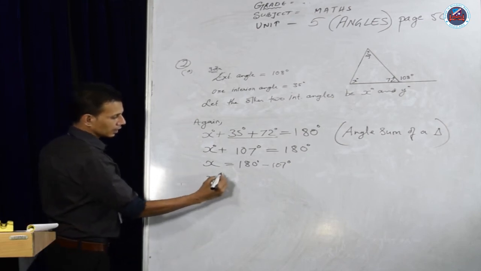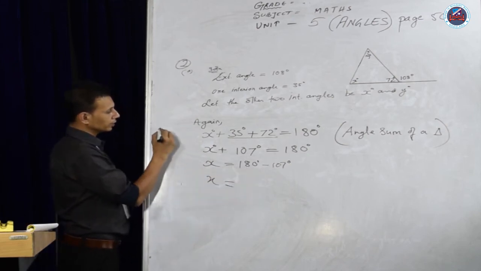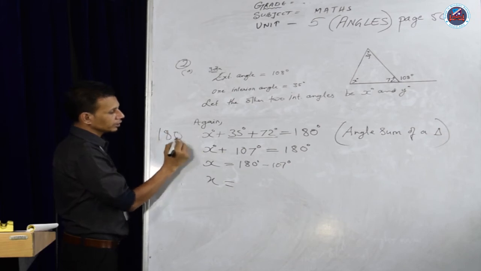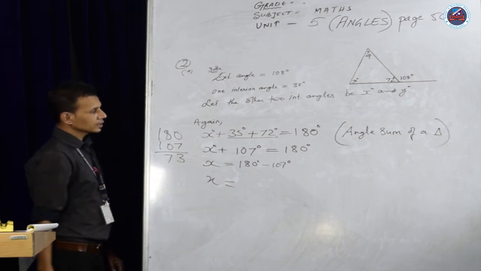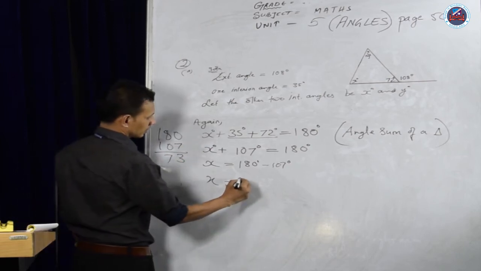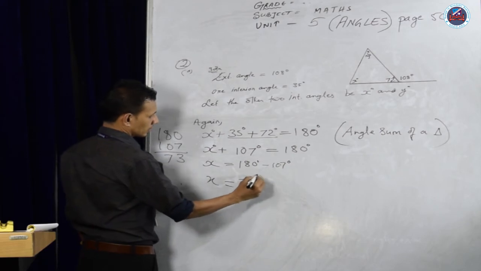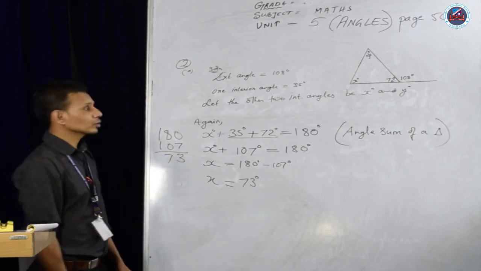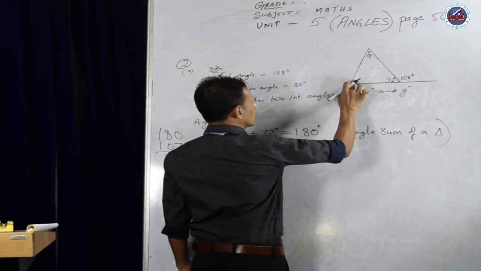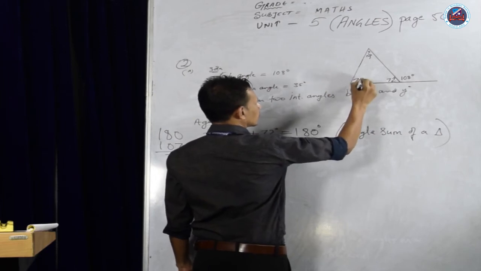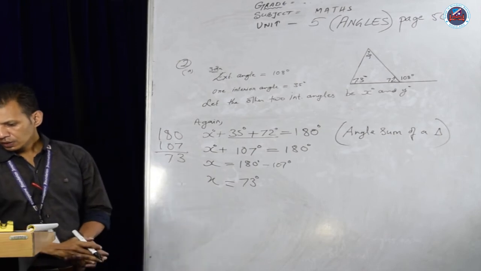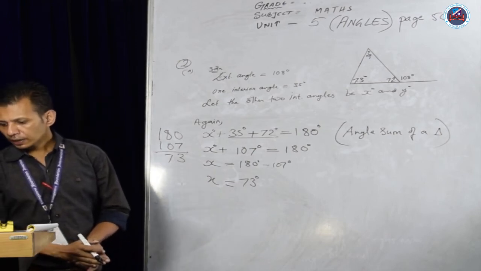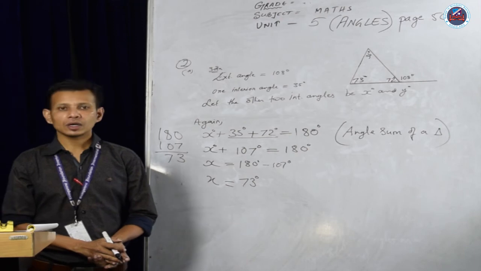X equals 180, sorry, 180 minus 107. Subtract it. You'll get 73 degrees. X, what you got? 73 degree. Okay. What does the question say? Work out the size of the other two interior angle of the triangle.